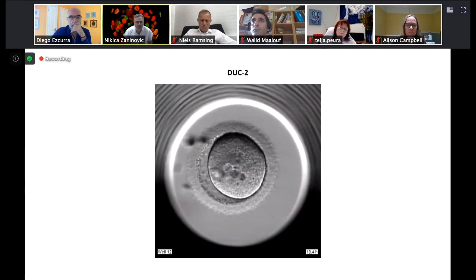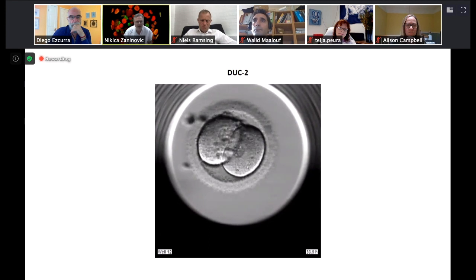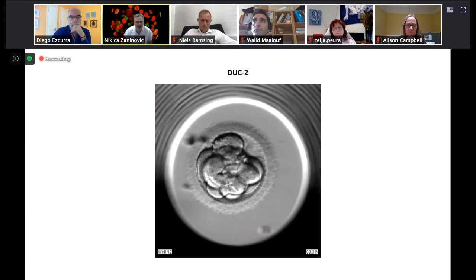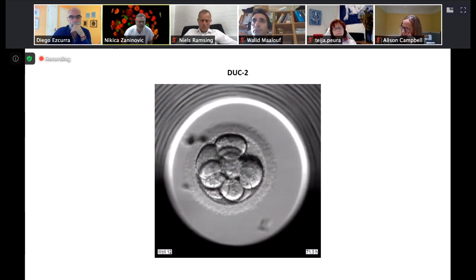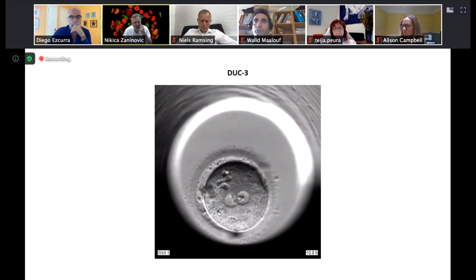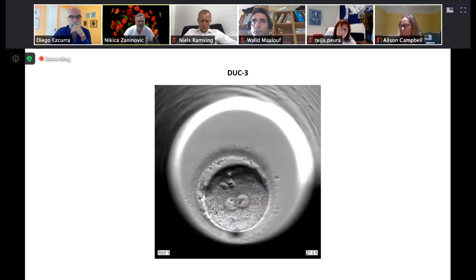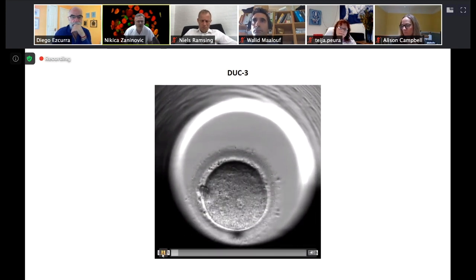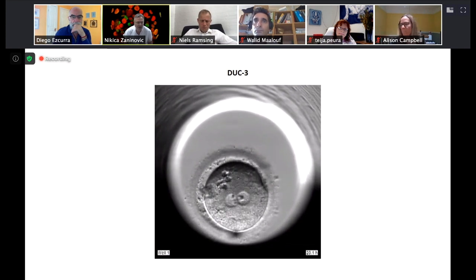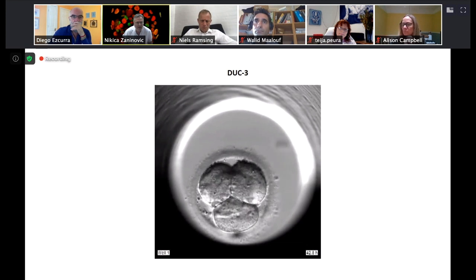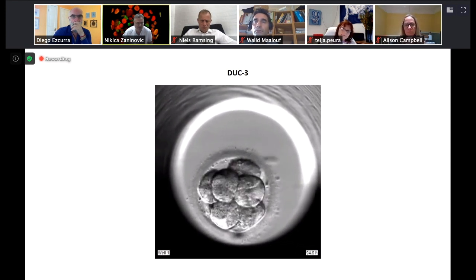DUC2, you have normal division to 2 cells, and then one of the 2 cells will cleave to 3, and then you end up with 5 cells, like now. So this is an abnormality, and we need to recognize it. DUC3 actually represents the least problem because it's happening after the 3rd division, so after the 4-cell stage, when one of the 4 cells cleaves to 3, and then you end up with 9-cell embryos. It's the bottom blastomeres that cleave to 3.